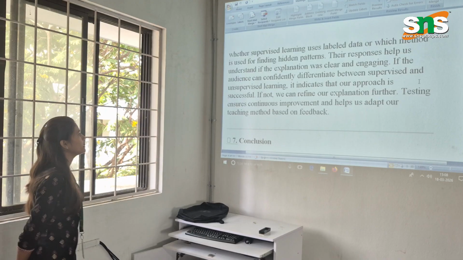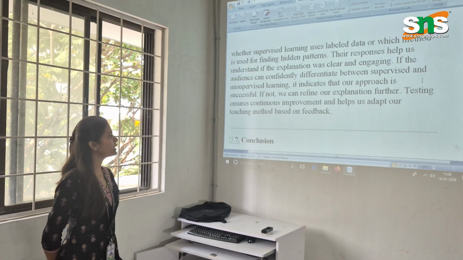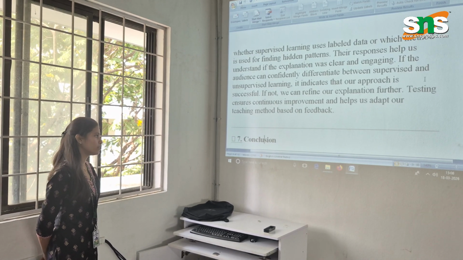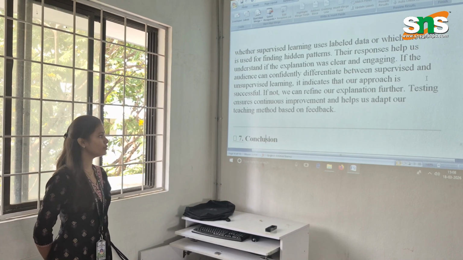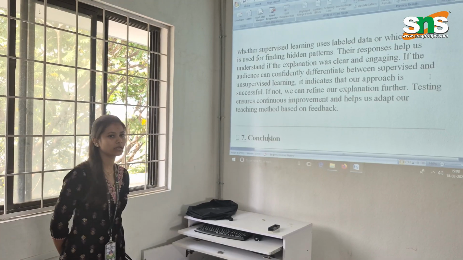If the audience can confidently differentiate between supervised and unsupervised learning, it indicates that our approach is successful. If not, we can refine our explanation further. Testing ensures continuous improvement and helps us adapt our teaching method based on feedback.